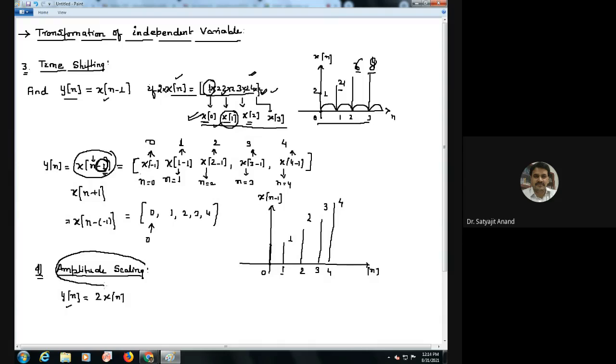If it is multiplied with an integer number, the amplitude is scaled up. If it is multiplied with a decimal value, the amplitude will be scaled down. That's it. So this is all about the transformation of the independent variable or dependent variable.